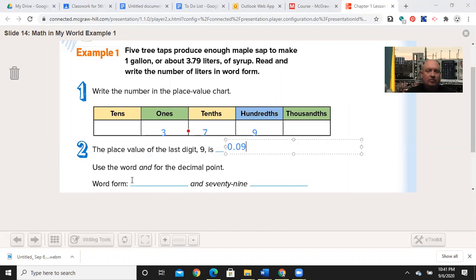Use the word "and" for any decimal point. So word form, 3 and 79 what? Look here, see where the last spot is? It was in the hundredths column. Hundredths. Now, if this gets over here, we're in the hundred-thousandths, you'd write hundred-thousandths. So using that place value chart makes your life easier. Hopefully you're pretty good at using it. I'm going to clear this and let's move on to example 2.